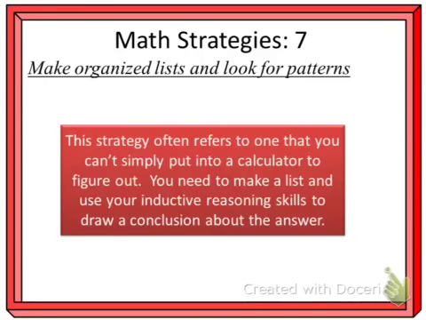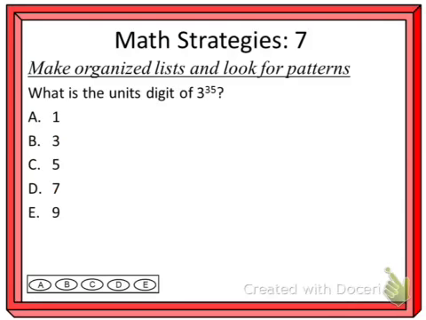Strategy 7 for the math section of the PSAT is to make some sort of organized list and look for patterns. This strategy often refers to question types that you can't simply put into your calculator to figure out. So you need to make some sort of list and use your inductive reasoning skills to draw a conclusion about what the answer should be. So let's take a look at this one.